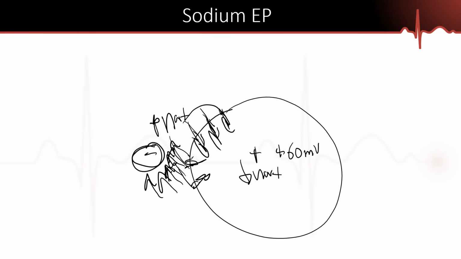Right? So we get stuck at positive 60 millivolts. If we wanted to become any more positive, we would need a net influx of sodium ions. We would need more sodium ions to keep coming in than are leaving. And that's not going to happen once we get to positive 60 millivolts because the drive for sodium to come in equals the drive for sodium to go out.